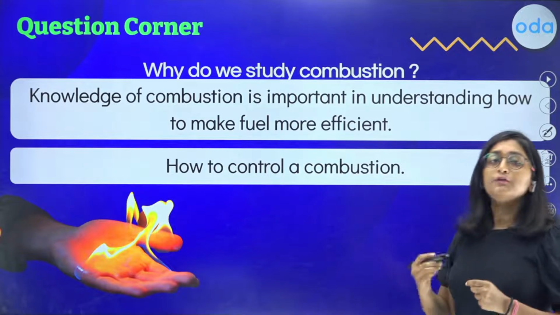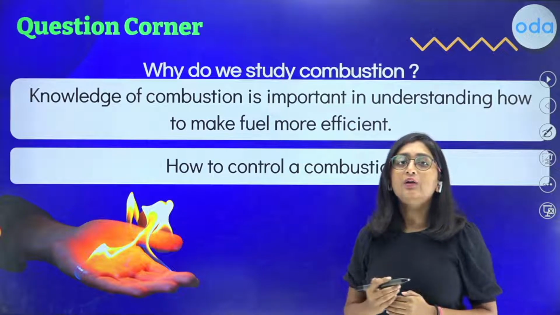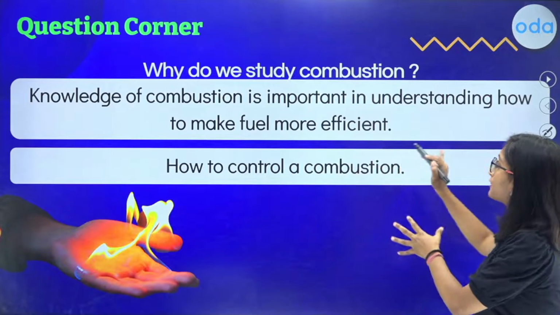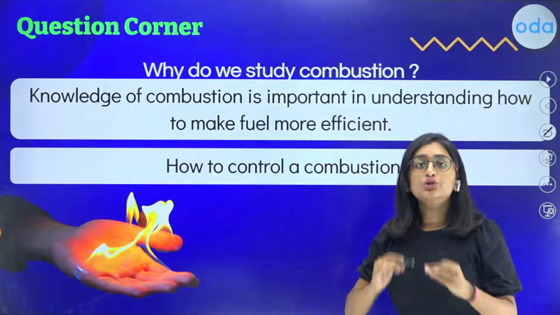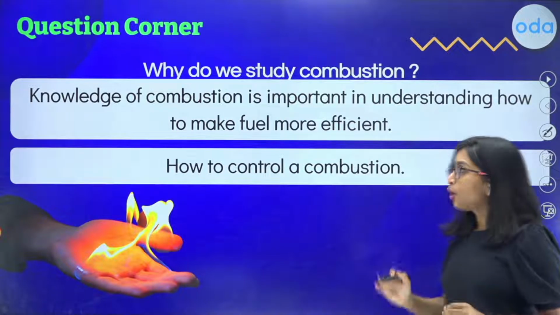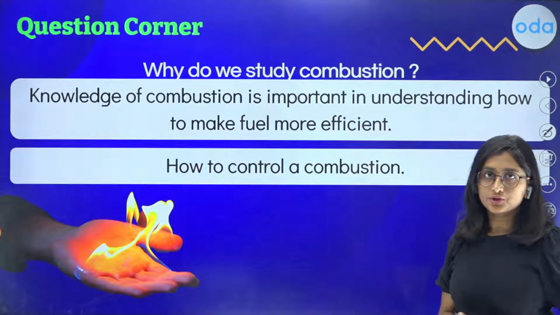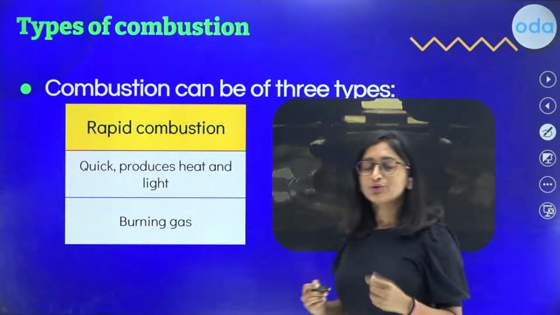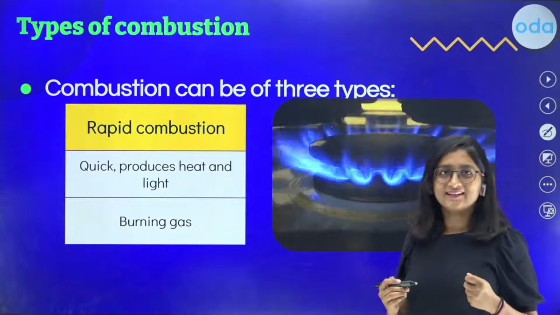Because in the coming future, we need to have an efficient fuel, and in that regard, we need to have the combustion. So the knowledge of the combustion is important in understanding how to make fuel much more efficient. And along with this, we also need to know how to control the combustion. So these are the motives of studying combustion. We should know the aims and objectives of studying something.